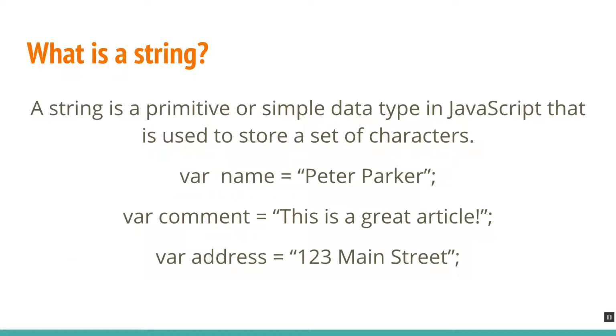A string is a simple data type in JavaScript that's used to store a set of characters. This can be a very small set of characters, such as a word, and it can be a long set of characters, such as a sentence or a paragraph. You can store a combination of numbers and letters. Just keep in mind that you don't want to use a string to store any numbers that you're going to want to perform mathematical operations with.